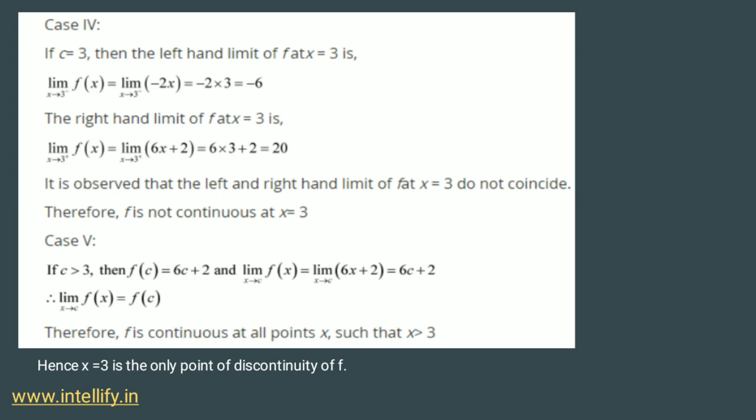Now case 5 when c is greater than 3, f of c is 6c plus 2, and the left hand limit and right hand limit, which is equal to the limit of the function, is taken to be limit x tending to c of 6x plus 2, which is equal to 6c plus 2. Therefore limit x tending to c of f(x) is equal to f of c. Therefore f is continuous at all points x such that x is greater than 3.